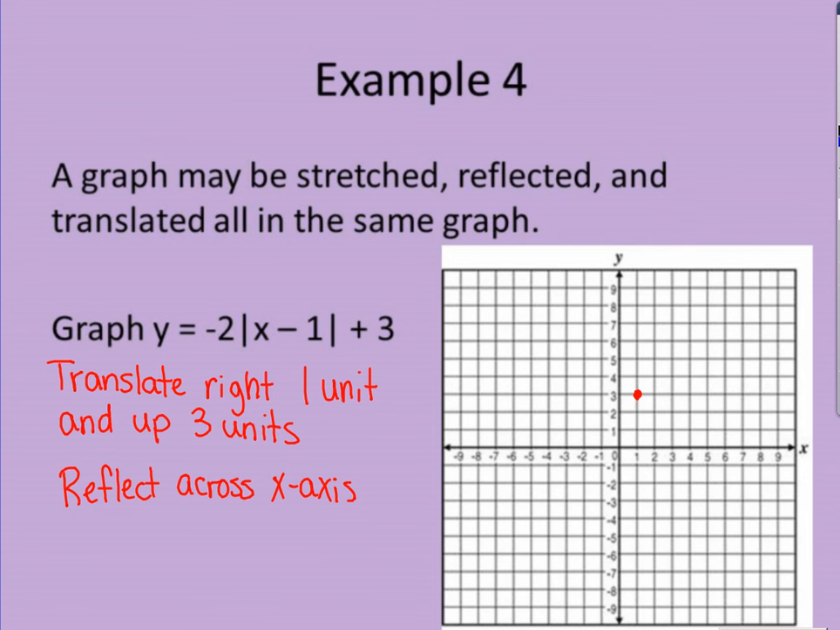So if we go to graph this, instead of having a slope of 1, it's going to have a slope of 2. But we are going to open down, so it's going to go down 2 over 1, down 2 over 1. And the red graph will be the graph of our equation, y is equal to negative 2 times the absolute value of x minus 1 plus 3.